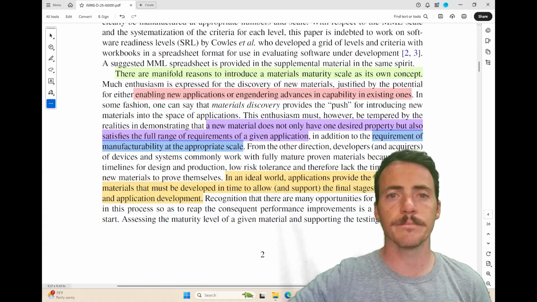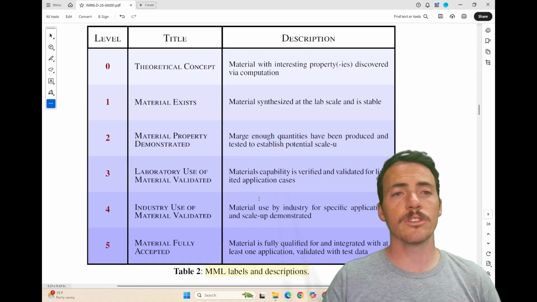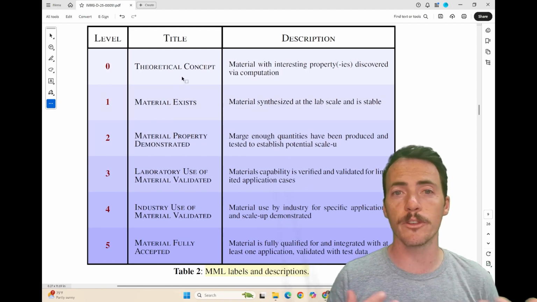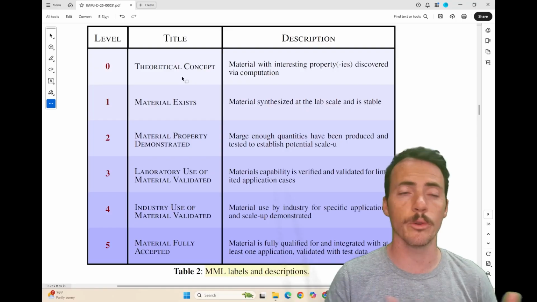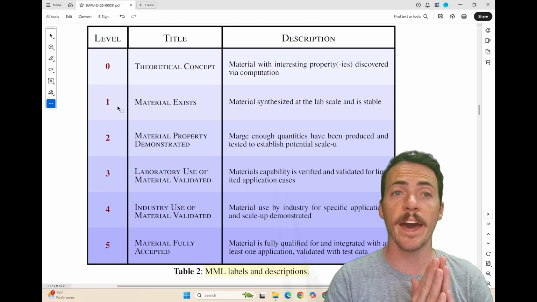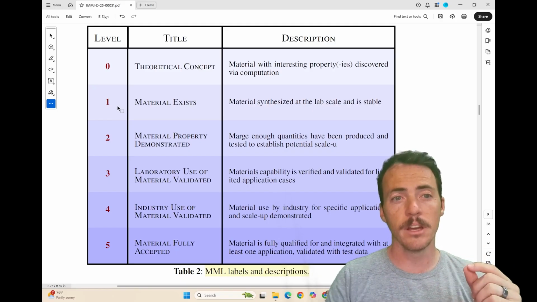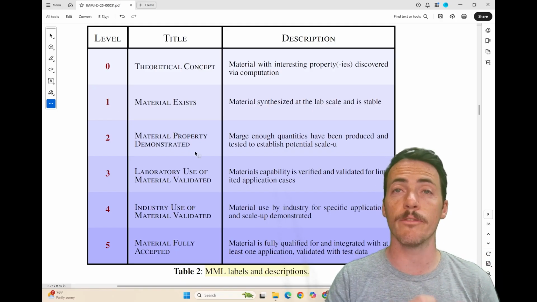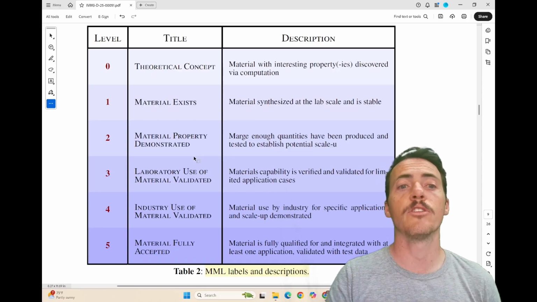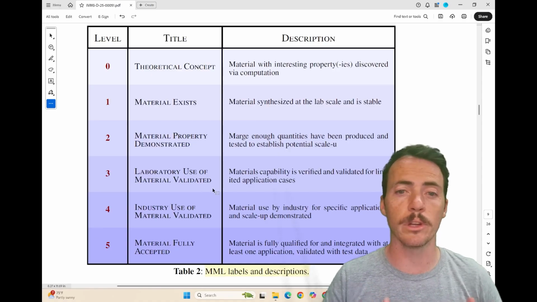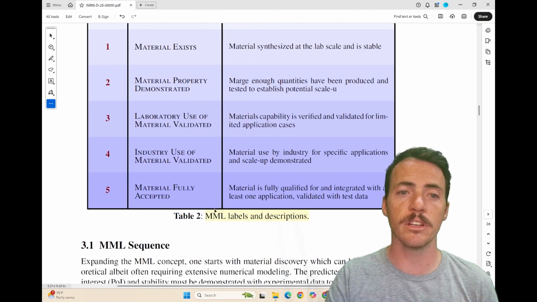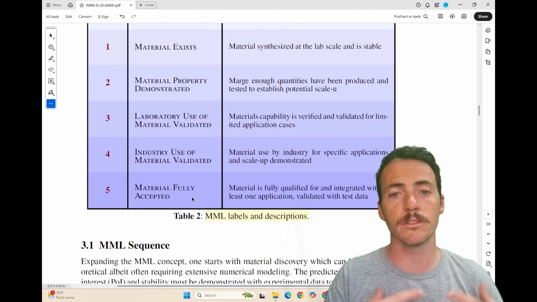So let's take a look at these. The materials maturity levels go from 0 up to 5. 0 is a theoretical concept, meaning maybe DFT or some first principle calculation showed that a material could exist or interesting properties could be found. Then MML level 1 would be, let's show that the material actually exists experimentally, but probably at a lab scale. MML2 would now be demonstration of the properties. Maybe you measured enough of the material's property that you now believe that it could be scaled up to the point where you get to MML3, where you do a laboratory or a limited application of this. Then it goes to 4, where you've reached an industrial scale application, all the way up to MML5, which is that the material is fully accepted.